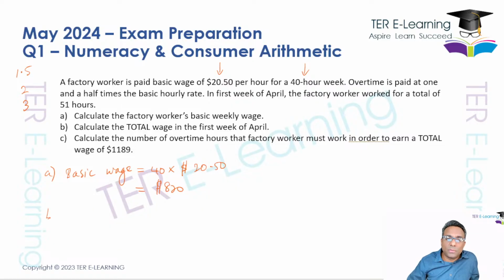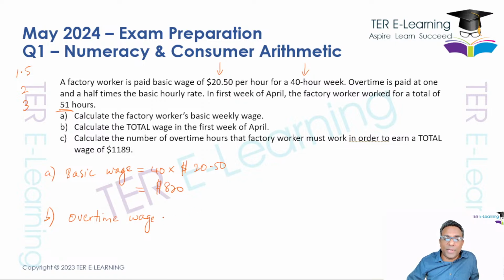Part B now. In April, the factory worker worked a total of 51 hours. So that means he's working overtime here, because a normal work week is 40 hours. The first thing we need to do is to know what the overtime wage rate is. When you go out into the real world, I know sometimes you think maths is not important. You need to understand this. You don't want to go out there and work and people are robbing you.